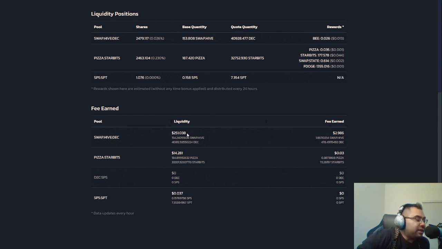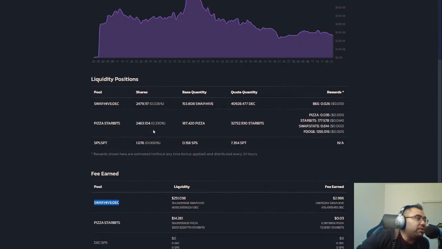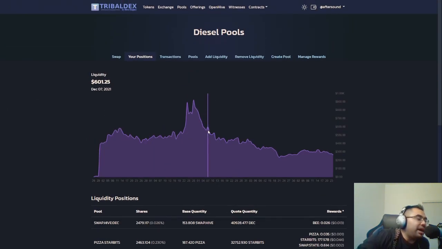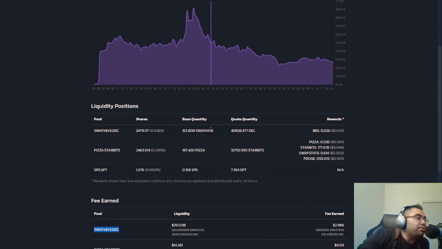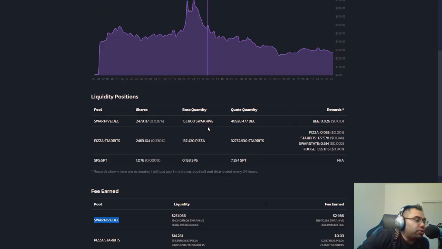So I have provided liquidity for these pools over time, and let's just look at the top two and maybe even just the top one. So swap.hive and DEC. Now, keep in mind that they only started charging fees, I believe, at the end of January. So even though I've been in this pool for a long time, I wasn't earning fees there.